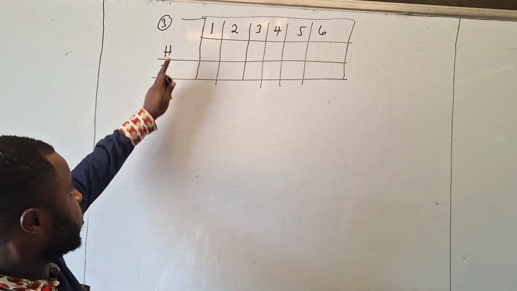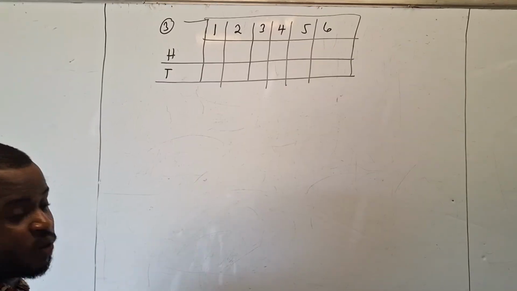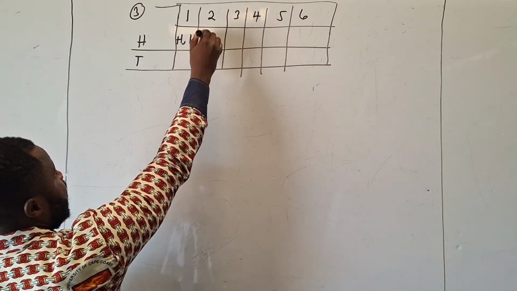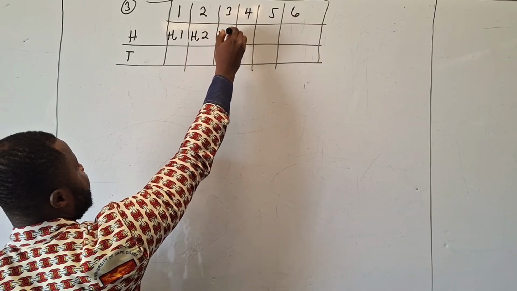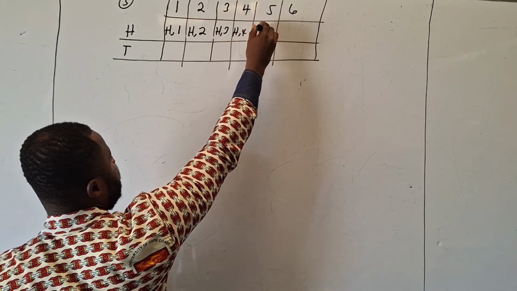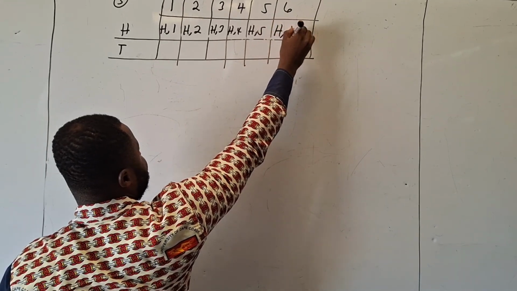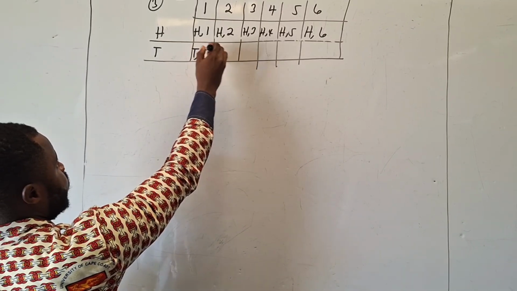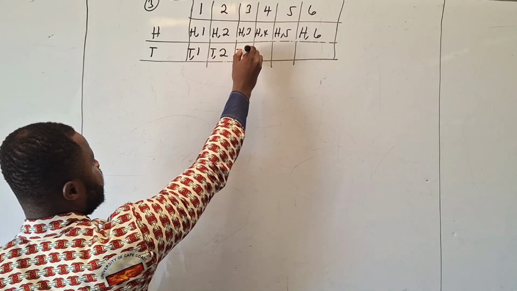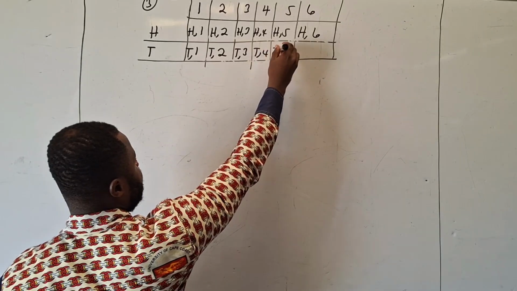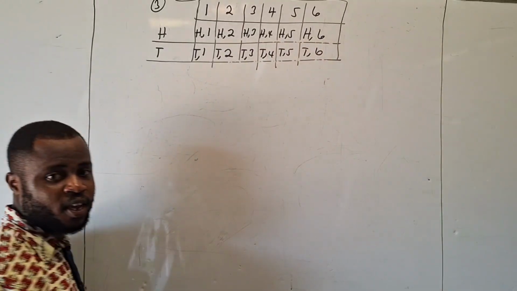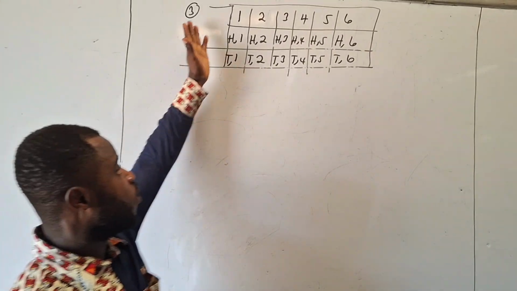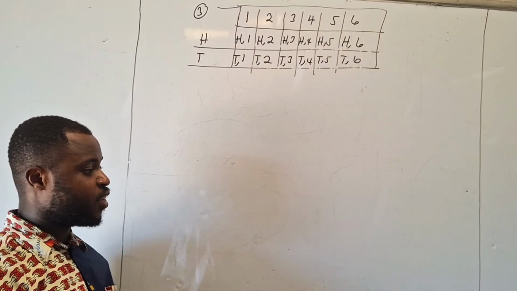The head and tail of the coin against the sample space. When you throw them, you can get a head and 1, head and 2, head and 3, head and 4, head and 5, then head and 6. These are what you can get. You can also get a tail and 1, tail and 2, tail and 3, tail and 4, tail and 5, then tail and 6. So these are the possible outcomes you are going to get. So you have to list them all, the coin versus the die, head and tail.